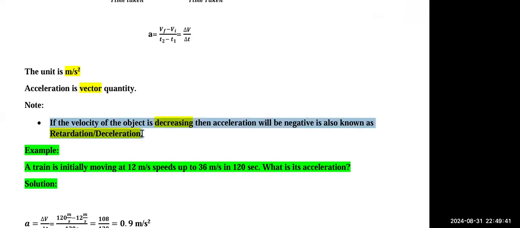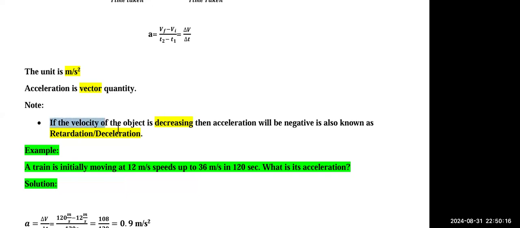Now, next, there are two categories of acceleration. Suppose that initially your body is at rest, your car is at rest. When you accelerate your object, as a result your car is gaining speed. The speed of your car is increasing. In that case, we use the term acceleration. The body is accelerating.